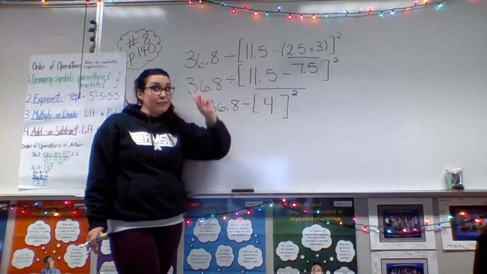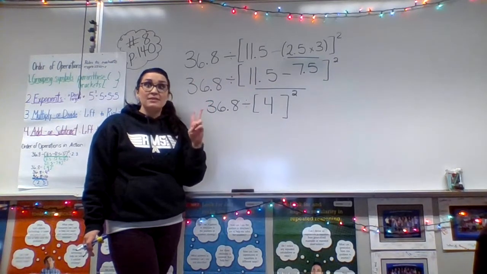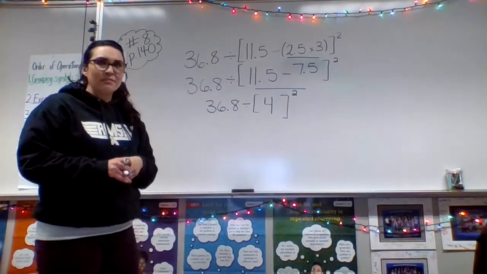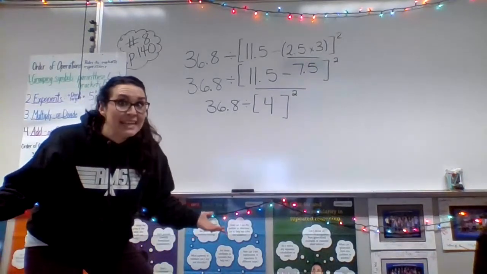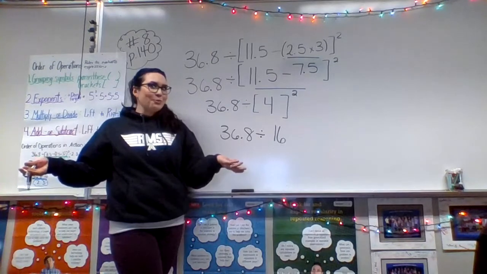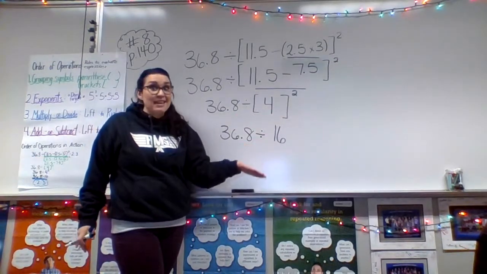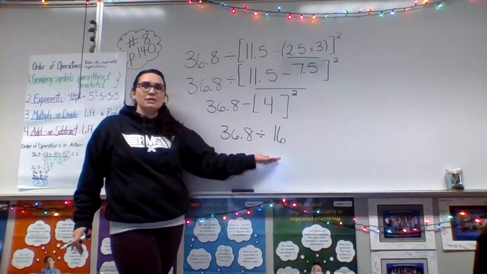So again, first step was grouping symbols. The second step is exponents. Are there any exponents in this problem that we need to solve? Yeah, 4 to the second power, that's an exponent. So what is 4 to the second power? Since you're all so brilliant, we know that 4 to the second power is 16, because that means 4 times 4, not 4 times 2, right? So 4 times 4 is 16.